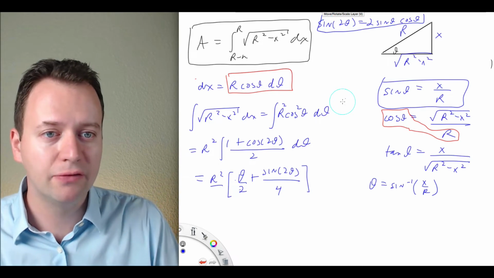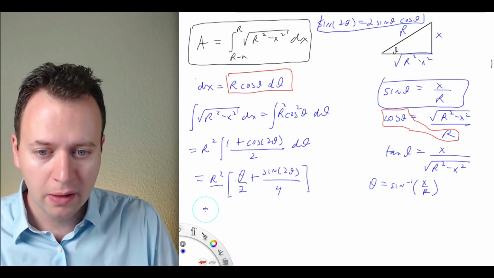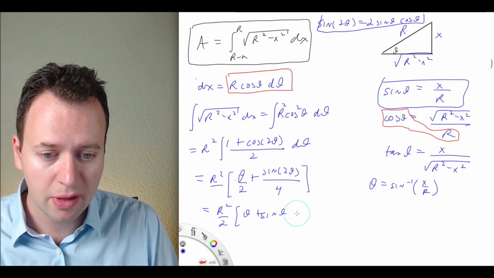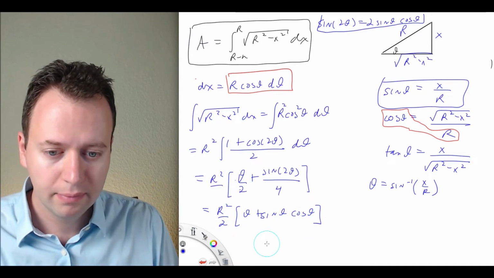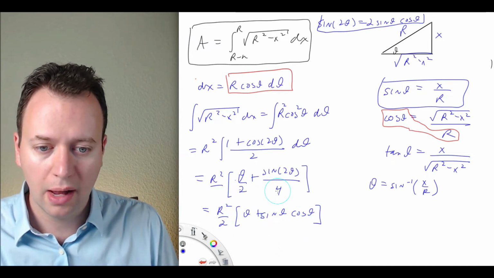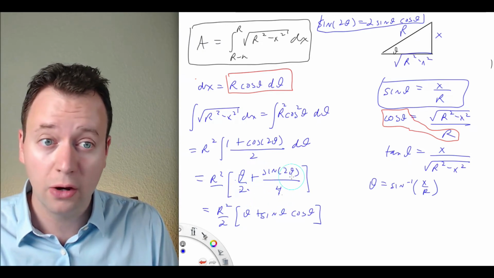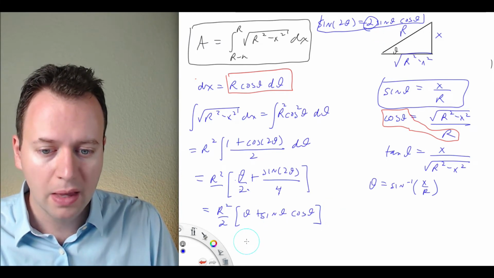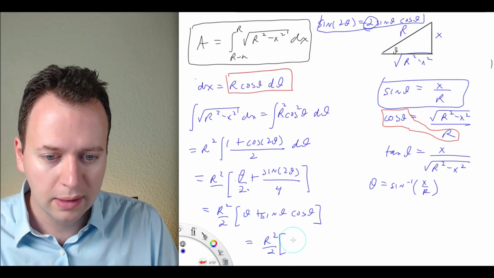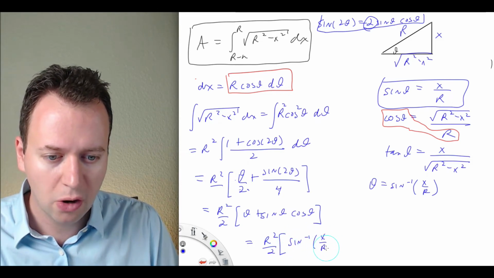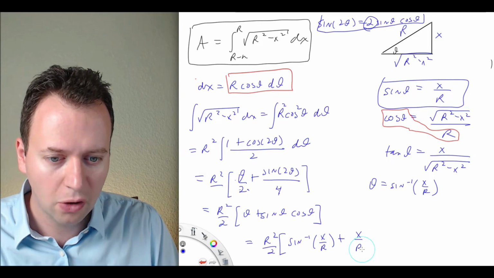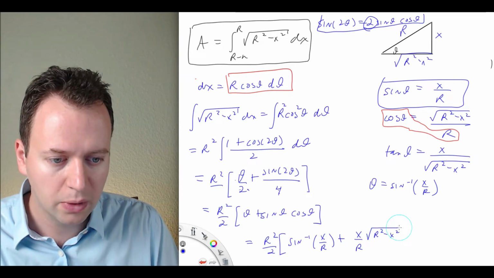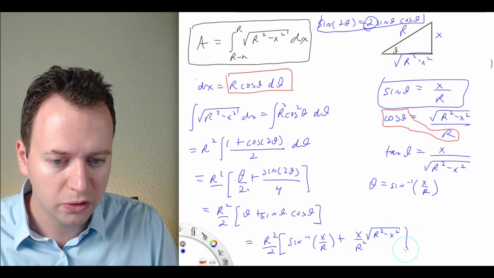So we replace sine of 2 theta with 2 sine theta cosine theta. So this becomes r squared over 2 times theta plus sine theta cosine theta. Just like that. I took out one factor of 1/2, and then we had sine of 2 theta over 2. The 2 cancels out, and we're just left with sine theta cosine theta. So this becomes r squared over 2 times arc sine of x over r plus sine of theta is x over r, and cosine of theta is the square root of r squared minus x squared over r. So that becomes just over r squared like this.